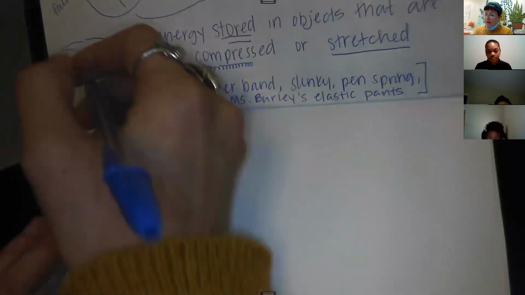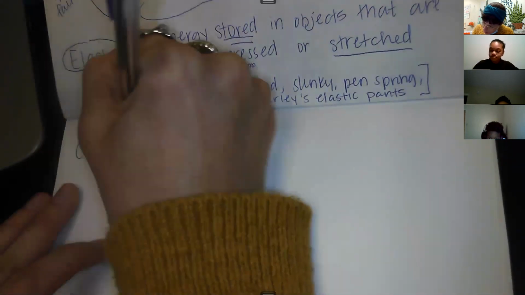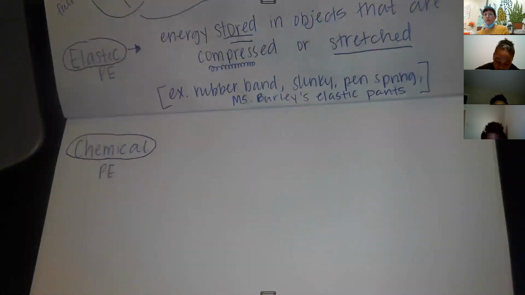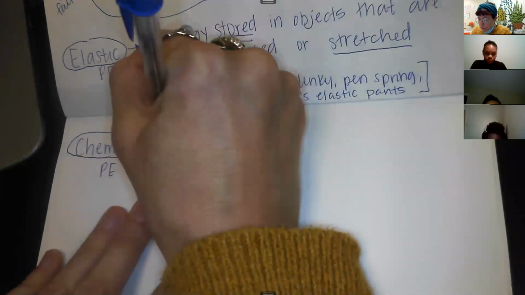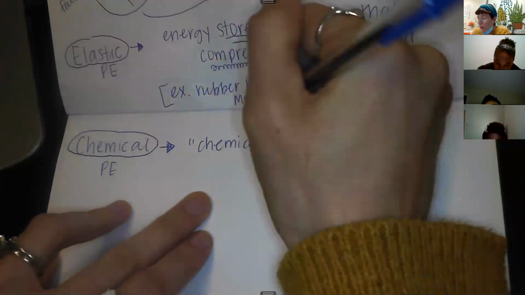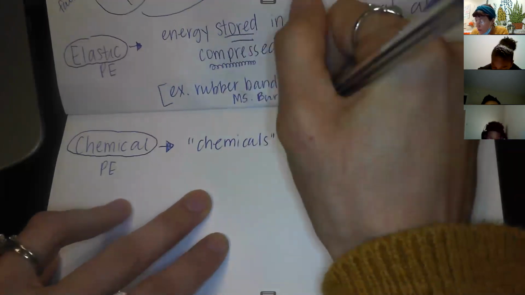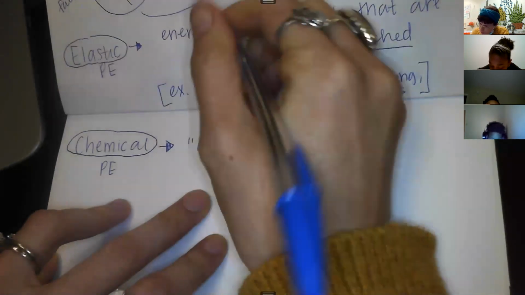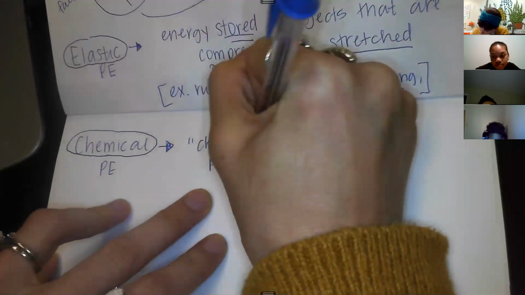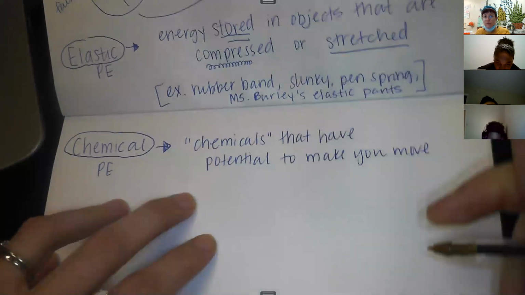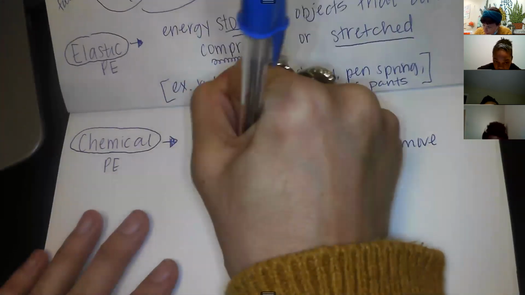All right, and our last and our favorite is chemical potential energy, which is now what you have to ask for instead of snack. Okay, so chemical potential energy, I'm going to break it down. These are chemicals, and they're not really chemicals. They're just things that are made up of chemical bonds. Chemicals that have potential to give you energy. Or potential to make you move. Energy stored in chemical bonds.